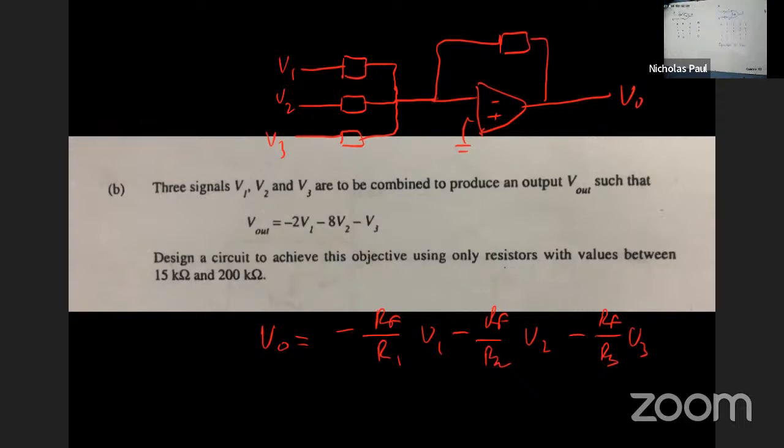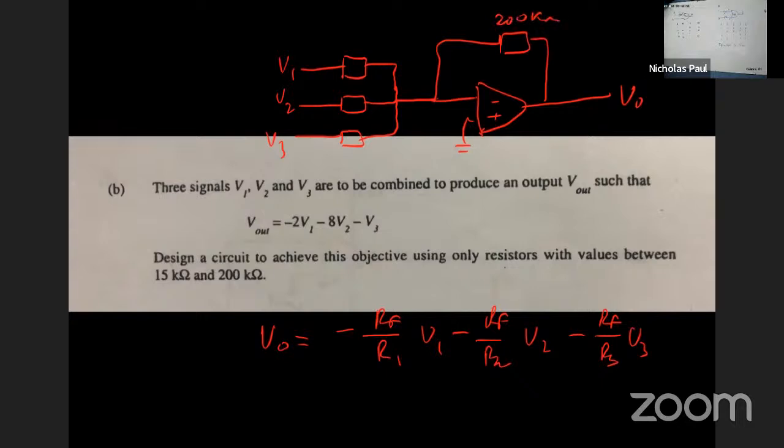Any possible values? The top of the formulas will be the same. To be honest, you can pick anything. Who wants to pick some for RF? Yeah? 200. Jude said to pick 200 kilo ohms for RF.